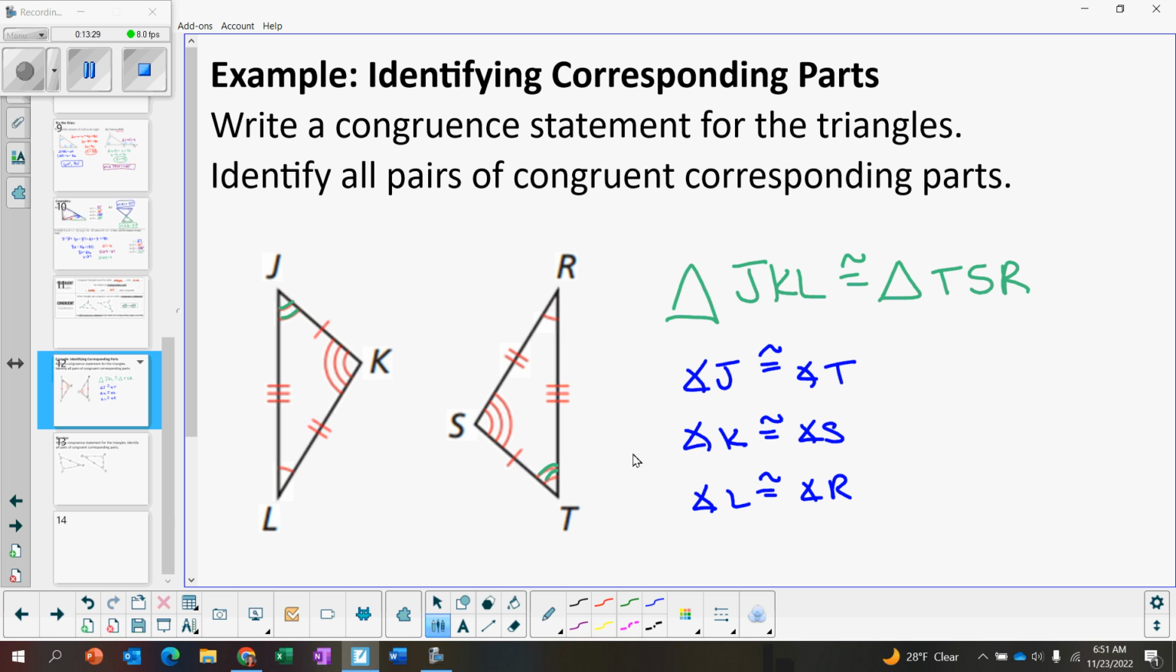And then for the congruent corresponding sides, I can use my congruent statement, or I can look at my picture. JK is congruent to TS. KL is congruent to SR. And then JL, first and last here, congruent to TR, first and last here.